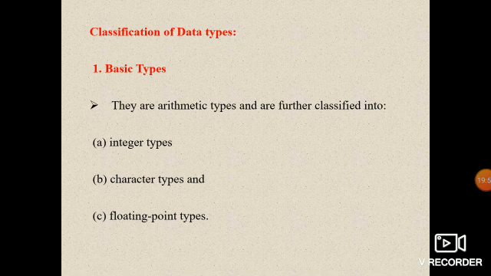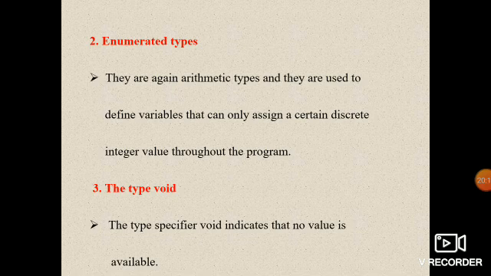Next, classification of data types. We have basic data types and derived data types. The basic data types are also called primary data types. They are arithmetic types, and they are further classified into integer type, character type, and floating point types. These are the basic data types.